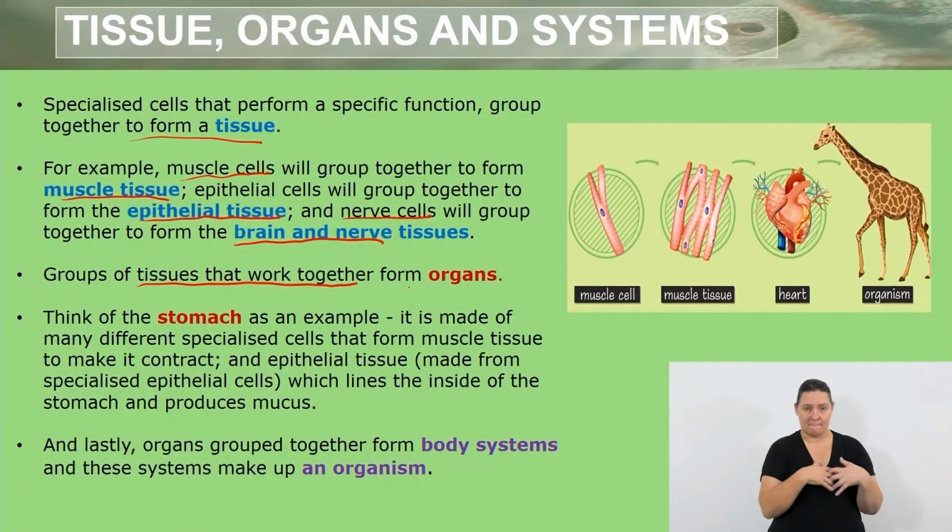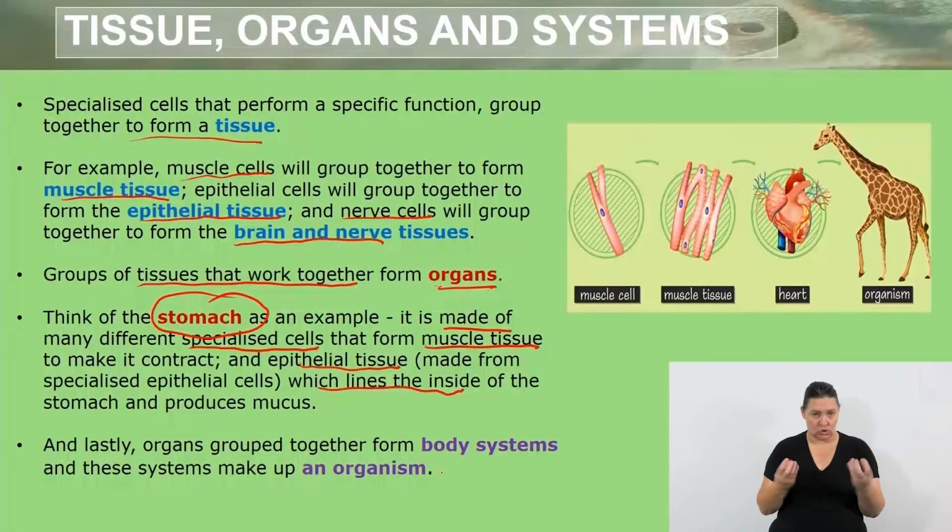So groups of tissues that work together now form what? Organs. So now that the cells have formed the tissues, when these tissues are grouped together, they form organs. For example, think of the stomach. It is made up of different specialized cells, which are your muscle cells, to make it contract, and epithelial tissue, which lines the inside of the stomach. So the muscle tissue and the epithelial tissue come together to form the organ, which is the stomach. So now organs are formed from tissues that have been grouped together.